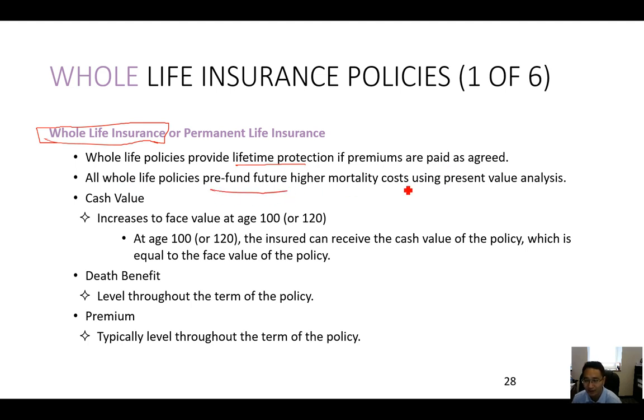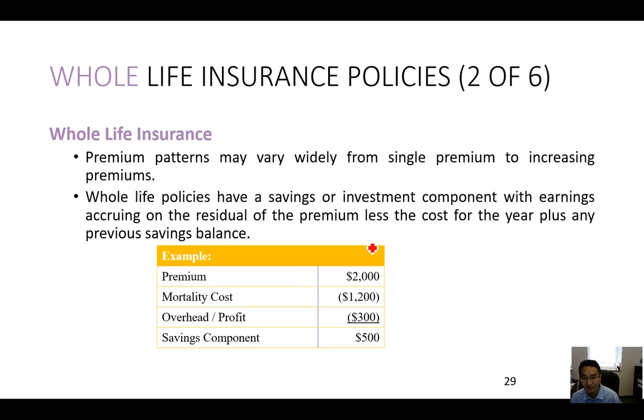It's pre-funded, so you give them a lot of money up front, and then you fund it through your whole life. Cash value increases to face value at age 100 or 120. At age 100, the insured can receive the cash value of the policy, which is equal to the face value of the policy. Regarding the premium, it typically stays level throughout the term of the policy. So you need to pay a lot. It's very similar to term life. You need to pay a lot of money up front because you can live very long.